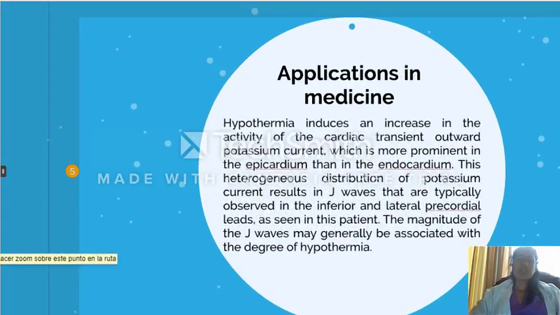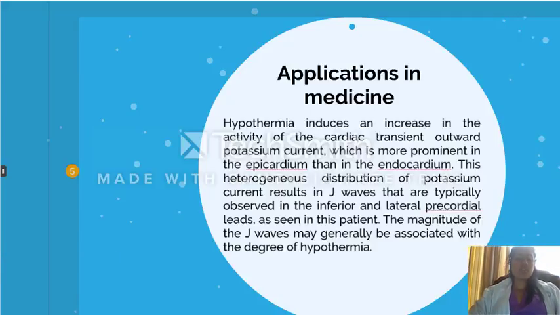Now, as an application in medicine, hypothermia induces an increase in the activity of a cardiac transient outward potassium current, which is more prominent in the epicardium than in the endocardium. This heterogeneous distribution of potassium current results in J waves that are typically observed in the inferior lateral precordial leads, as seen in this patient. The magnitude of the J waves may generally be associated with the degree of hypothermia.